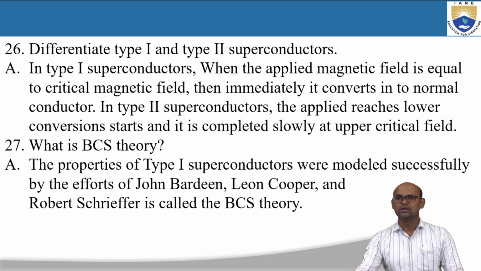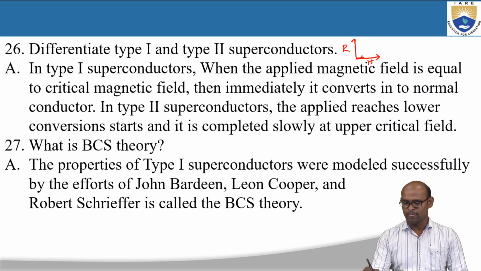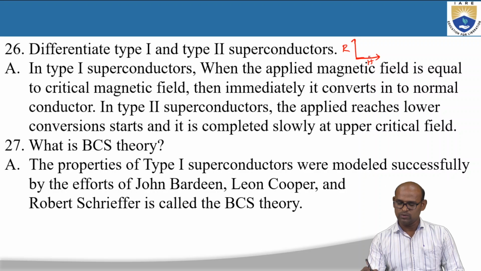In type 2 superconductors, the applied field reaches the lower critical field and the transition happens slowly after that. Basically, a type 1 superconductor has a sharp transition from the normal state to the superconducting state. Below Hc it will be in the superconducting state, and at Hc it will go to the normal state. Resistance is 0 below Hc, and at Hc the resistance becomes a finite value. So the transition from the superconducting state to the normal state is very sharp.